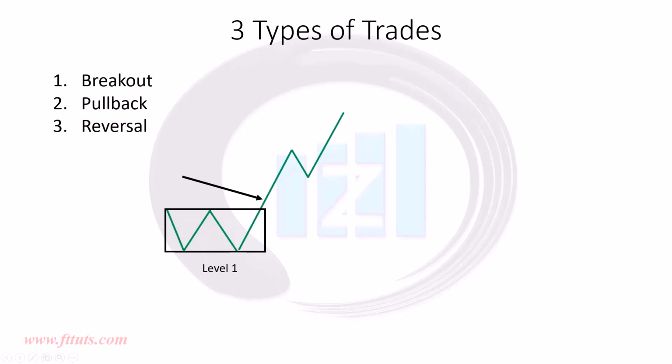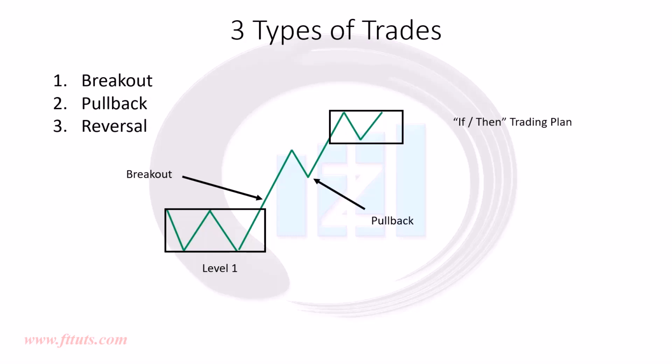So we have our breakout, that's our first type of trade. We have our pullback, that's where we want to get in on the continuation of this trend. And then we have more consolidation. So here's our first level. And this is where we bring in our if-then trading plan. And this is going to be a part of your trading plan as we develop.